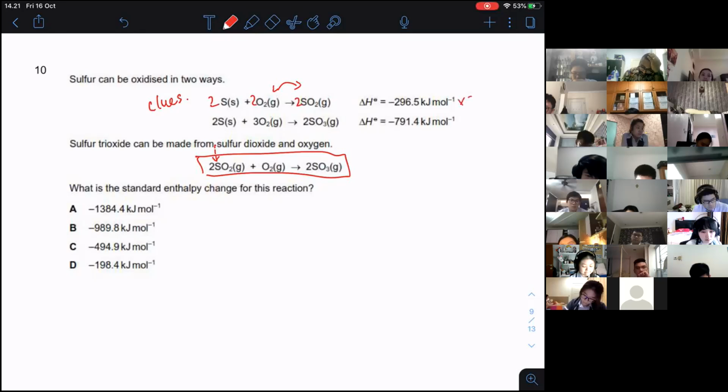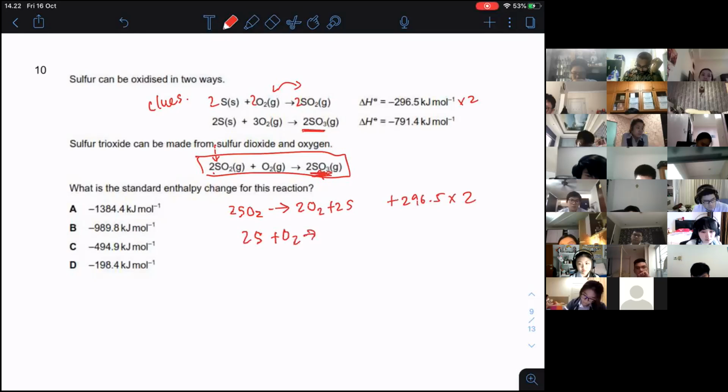Why? Because 2 moles. Okay, so write down. Normally next time you don't need to write it down when you are very good at it, but this one I write down. This one will become plus 296.5 times 2. And then I know the SO3 is on my right hand side, so it's good enough. 2 SO3, no need to do anything more.